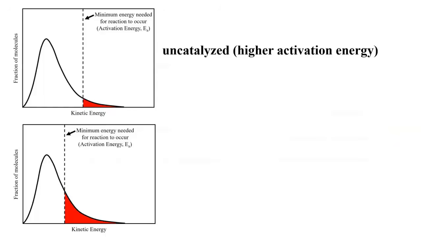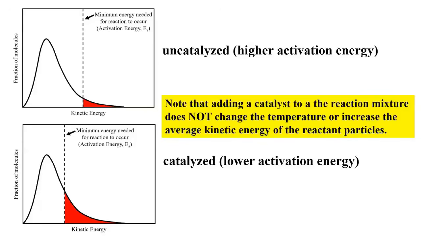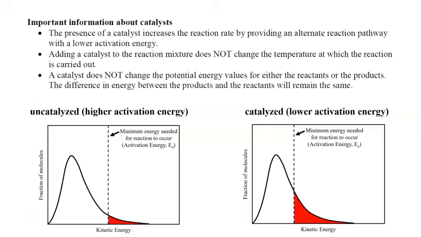Here is the uncatalyzed situation with a higher activation energy. Now that dashed vertical line is shifted toward the left, here could be the catalyzed situation with a lower activation energy. Again, a greater fraction of the molecules have the energy needed to overcome the activation energy barrier. So note that when a catalyst is added to the reaction mixture, this does not change the temperature. It does not increase or change in any way the average kinetic energy of the reactant particles. So important information about catalysts.